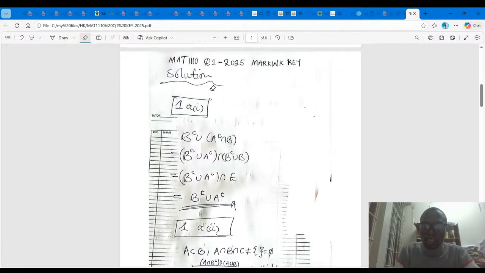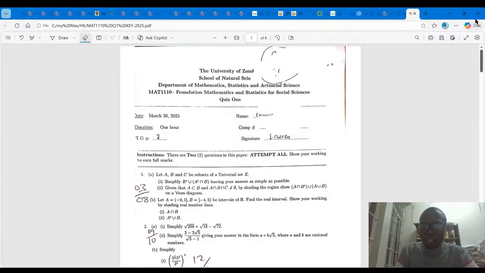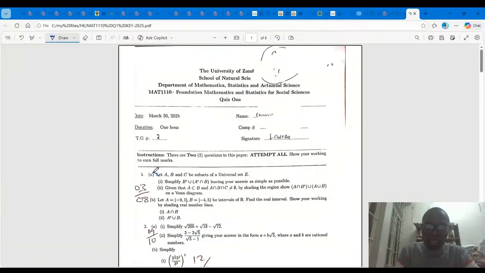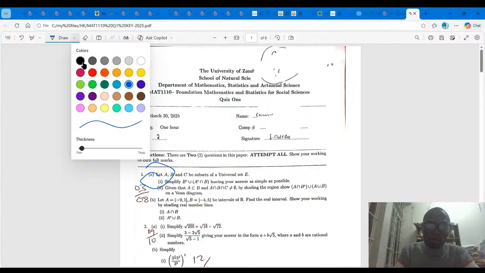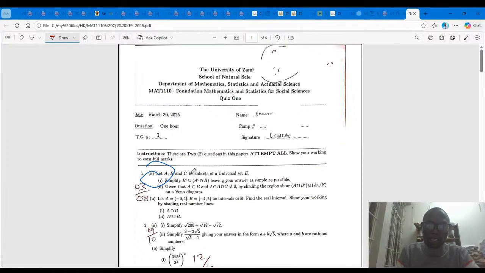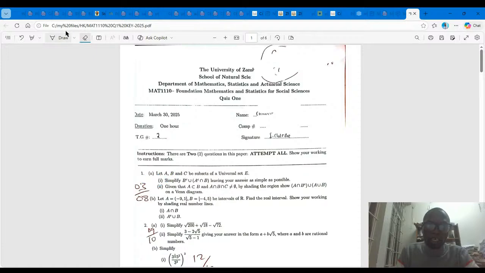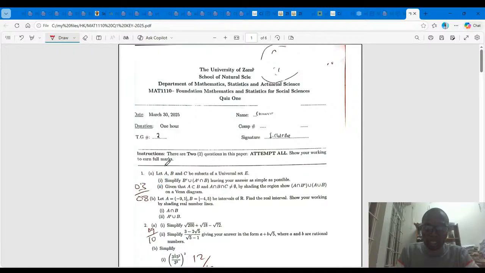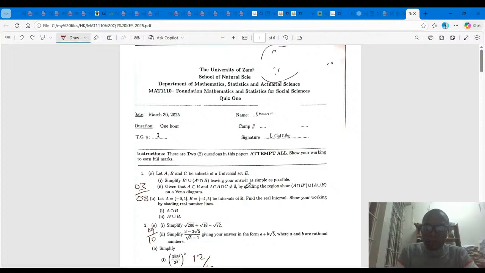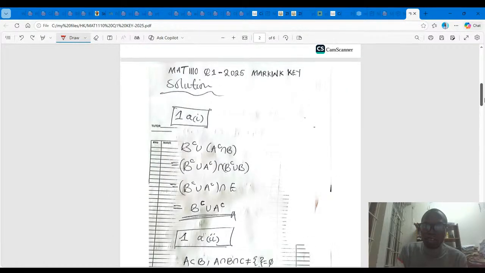Okay, so I'm just going to walk you through the solution sets. Question one says: let A, B and C be subsets of the universal set E. Simplify B complement union A complement intersection B. Okay, so we are simplifying that as follows.